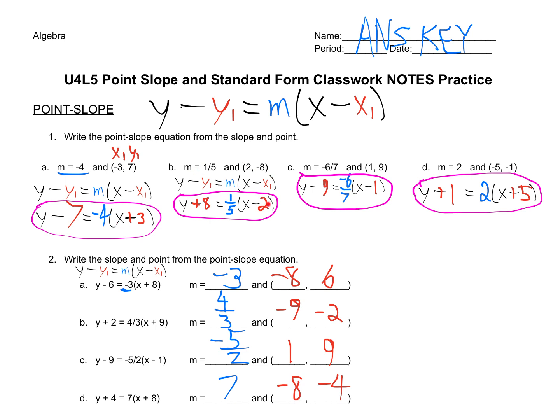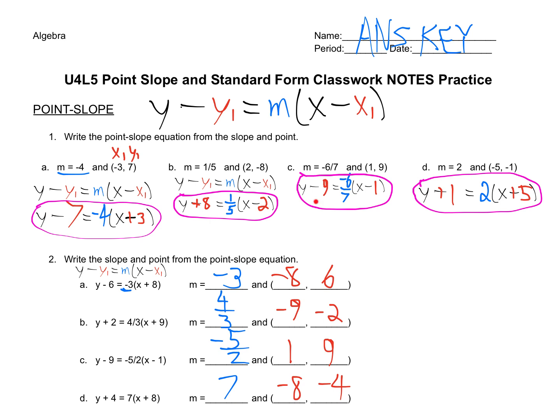We can do a similar idea on these other problems. So b is m equal to 1/5 with a point at 2, -8. Again, because it's a -8, we turn it into y plus 8 equals 1/5, parentheses, x minus 2, parentheses. Again, opposite signs for the points. The slope is the same sign. It's positive 1/5, it stays positive 1/5 for the slope.